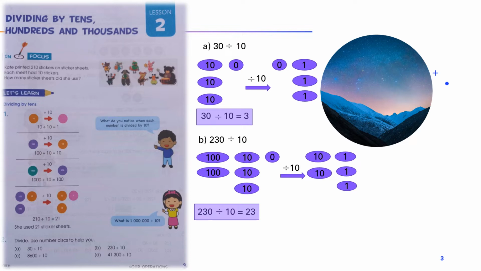In part B, we have 230 divided by 10. For 230, we have 0 ones, 3 tens, and 2 hundreds. For 200, when 100 is divided by 10, the result is 10. So we will have 2 discs of 10. And when 10 is divided by 10, the result is 1. So we have 3 discs of 1, which means 23. So the answer for 230 divided by 10 is 23.